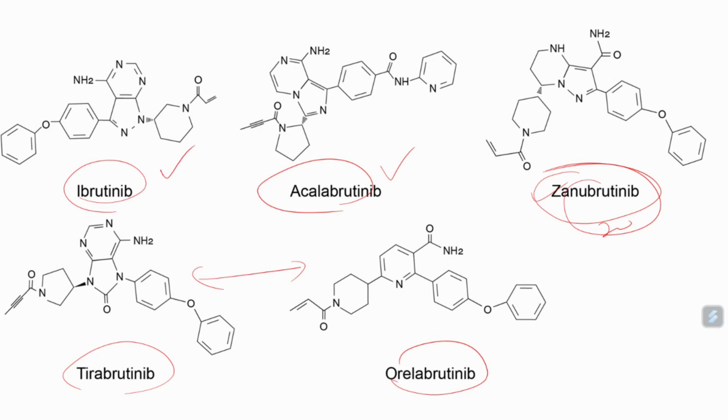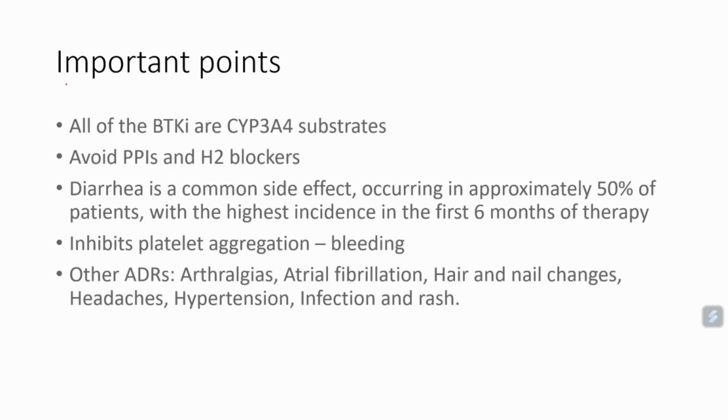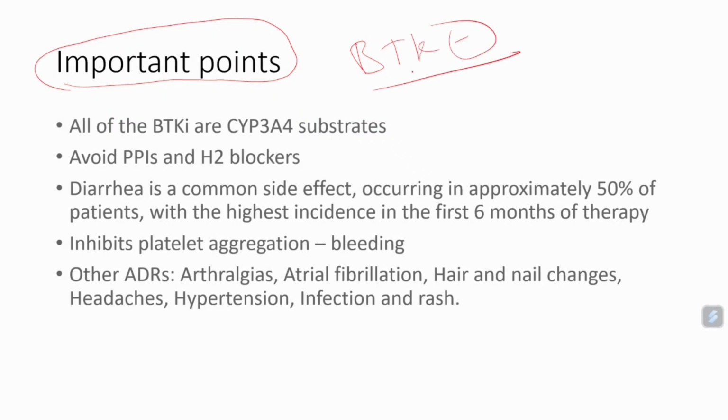Now let me tell you the important points about these BTK inhibitors. They are substrates of cytochrome P450 enzymes. In the previous class, I told you that if a patient is taking drugs metabolized by cytochrome P450 enzymes, we have enzyme inducers and enzyme inhibitors. In enzyme inducers, what do we have? CRAB GPS.